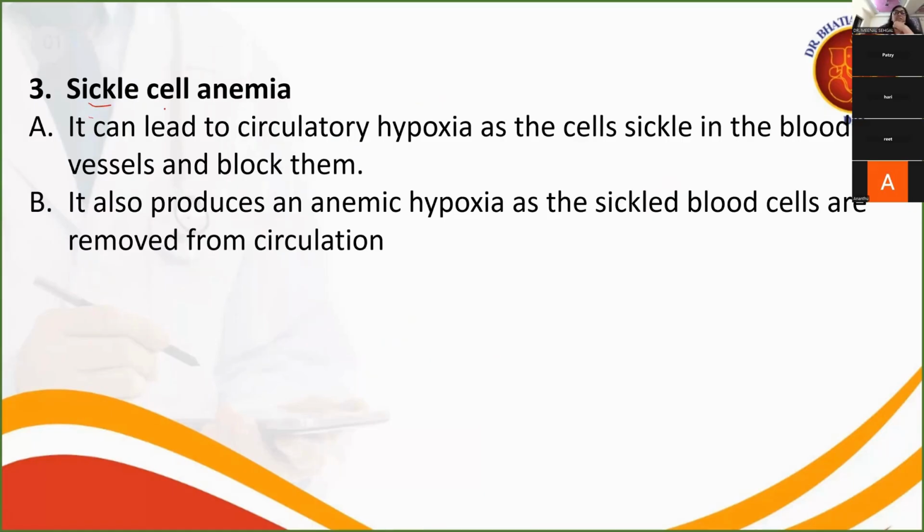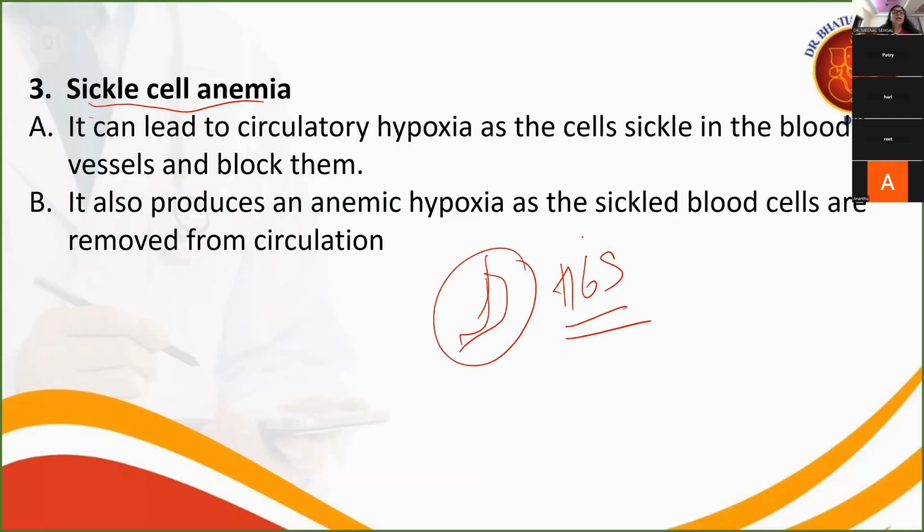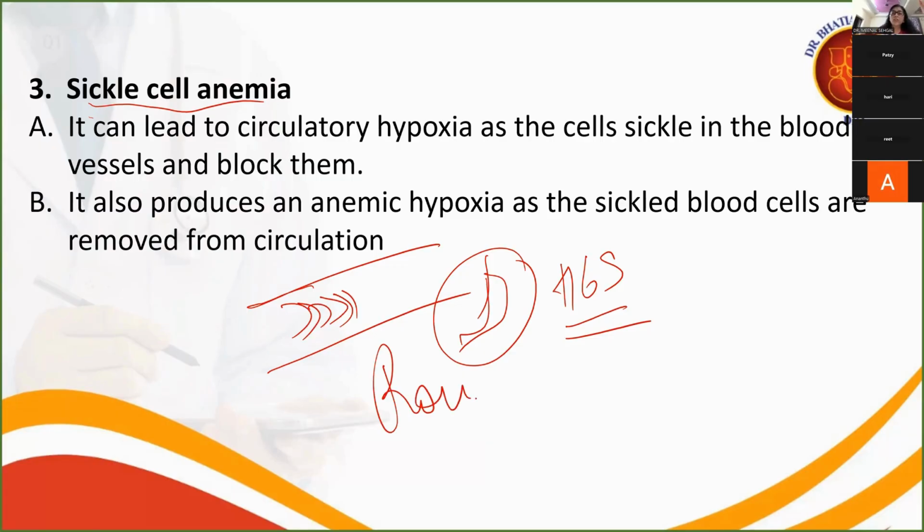Another condition which is an example of this stagnant or ischemic hypoxia is sickle cell anemia. Now here there is a hemoglobinopathy. There is the HbS variant. Because of the sickle cell variant, there is stacking of the RBCs. There is rouleaux formation, what we call rouleaux formation. And because of that, what happens? There is clotting of the blood capillaries and there is ischemia.